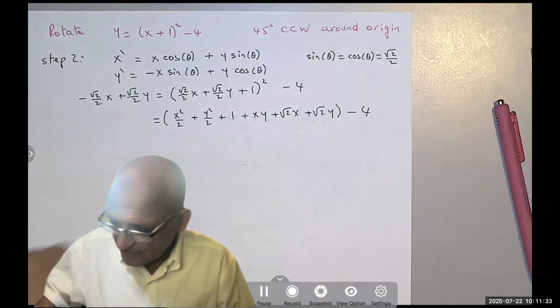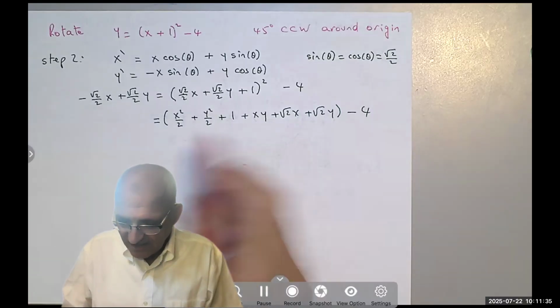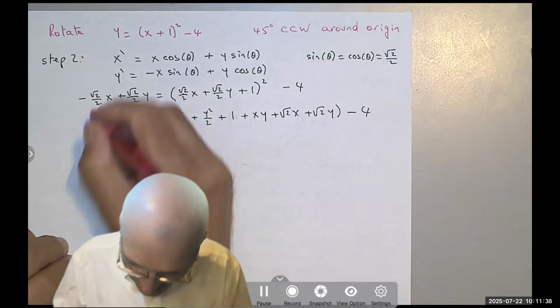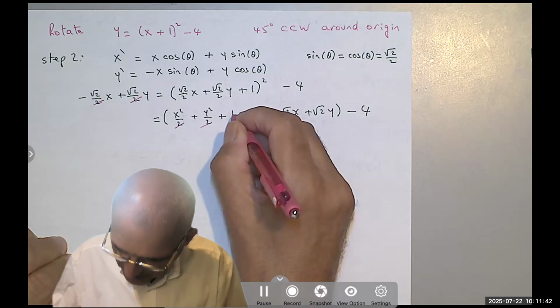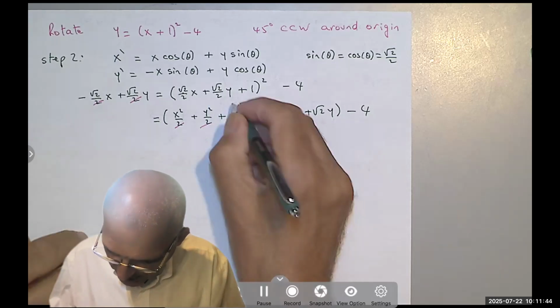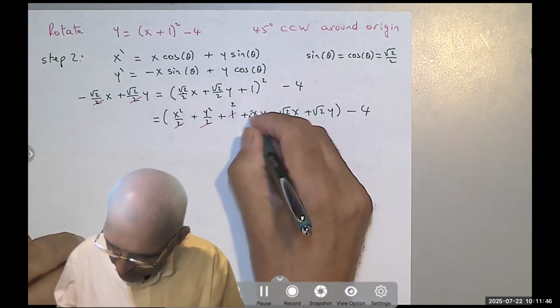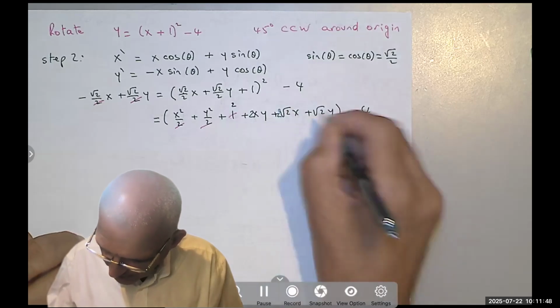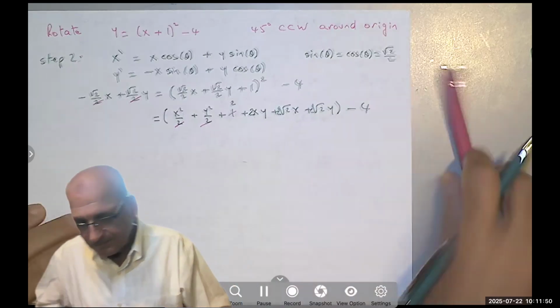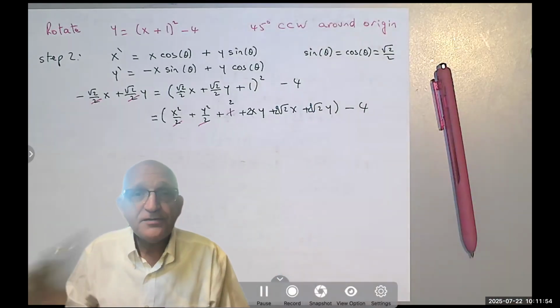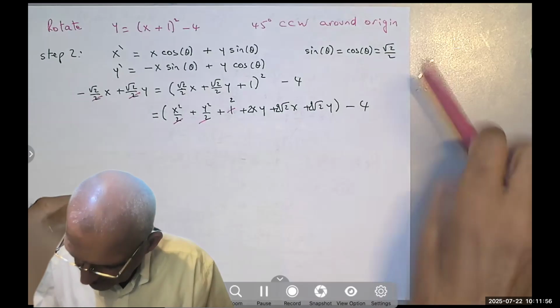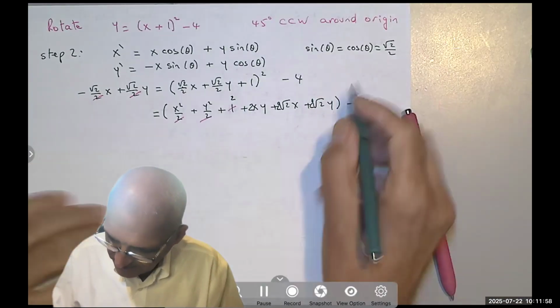Like we did in the previous problem, since everything here has halves, we can get rid of them by multiplying everything by 2. So that becomes a 2. Here I get a 2. Here I get a 2. Here I get a 2. Good. Here I get an 8.